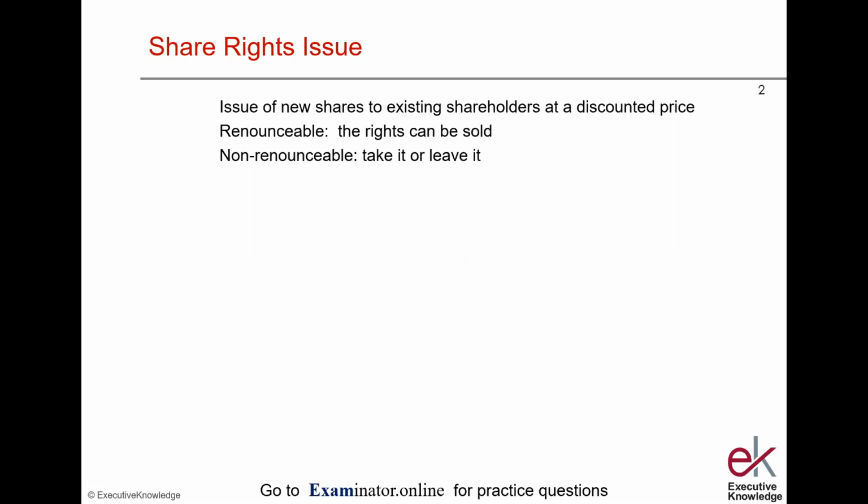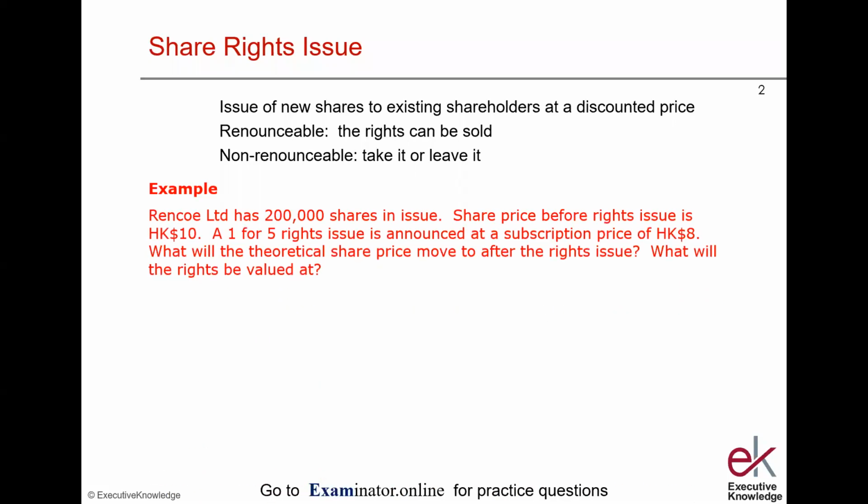Two types of share rights issue, renounceable and non-renounceable. A renounceable issue is one that you can decide not to take on and sell the rights to someone else. A non-renounceable rights issue, you don't have the choice. You either exercise the rights issue, you pay the subscription, or you don't. You cannot sell on the rights. Let's look at an example and work through the numbers long form, and then we will look at the shortcut.